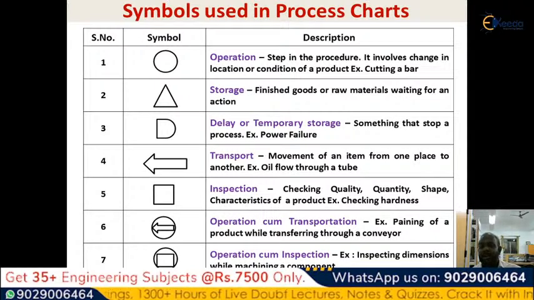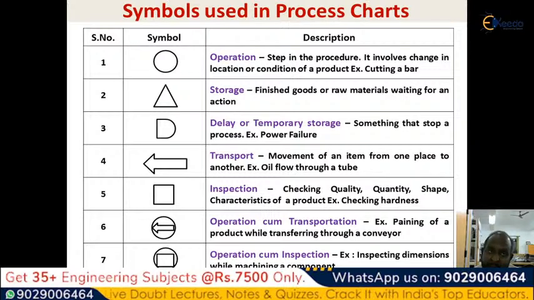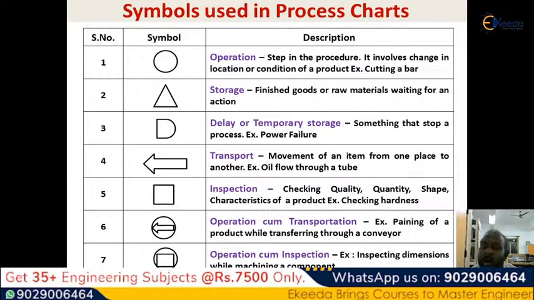Then comes the delay or temporary storage. It means that due to a power failure, a material can wait for a particular machine, or because of a delay on the previous machine, a machine can wait. So either the person or the machine or the product, anything, if it is going to wait at a particular point, then it is called a temporary storage unit, or a delay period. So that is indicated by the letter D.